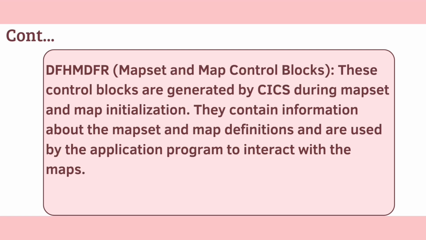Next is DFHMAPS, that is map set and map control blocks. These control blocks are generated by CICS during map set and map initialization. They contain information about the map set and map definitions and are used by the application program to interact with the maps.